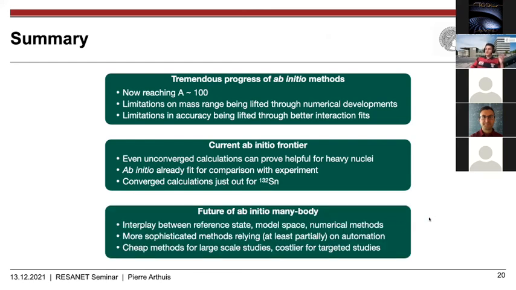And finally, in terms of future ab initio many-body methods, the interplay between the choice of reference state, of model space, and of numerical methods will be increasingly important, with very probably more sophisticated methods being developed, relying at least partially on some level of automation, and probably a split between cheap methods that will be used for large-scale studies, and costlier, more precise methods for really targeted studies.